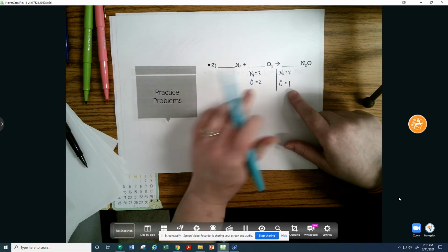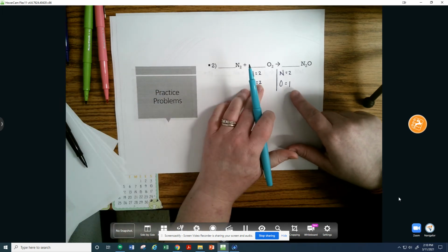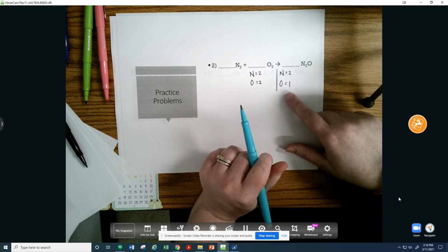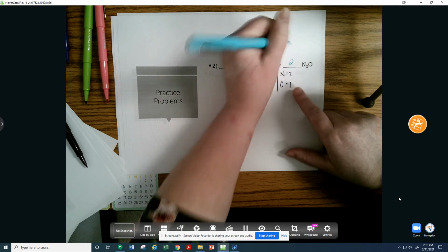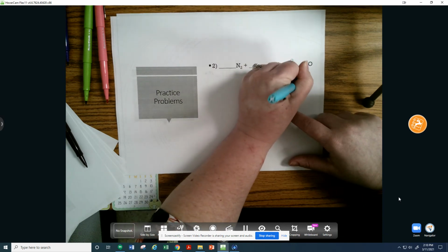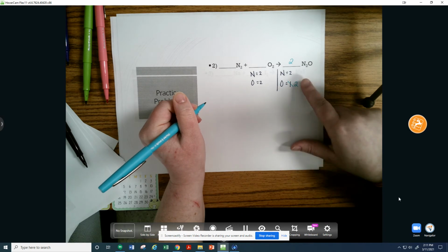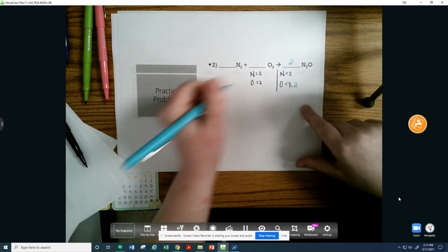My oxygens, however, are not. I have 2 on the reactant side. I have 1 on the product side. That means I need to increase my number on the product side to balance it out. So I'm going to add a coefficient here of 2. When I do that, that gives me 2 oxygen. But again, I've now impacted or changed my number of nitrogen.